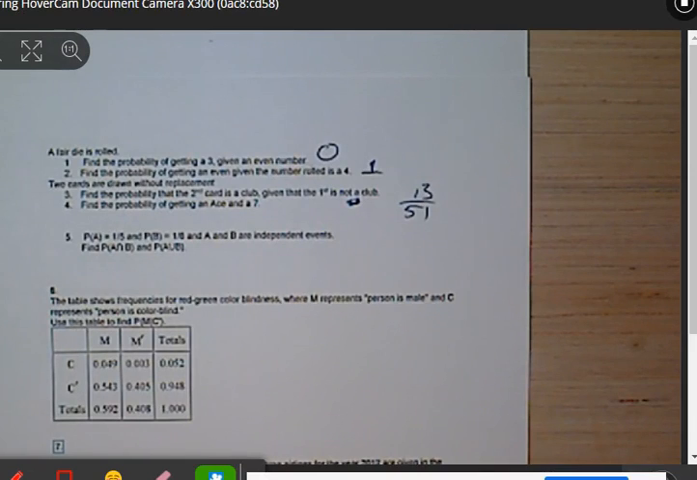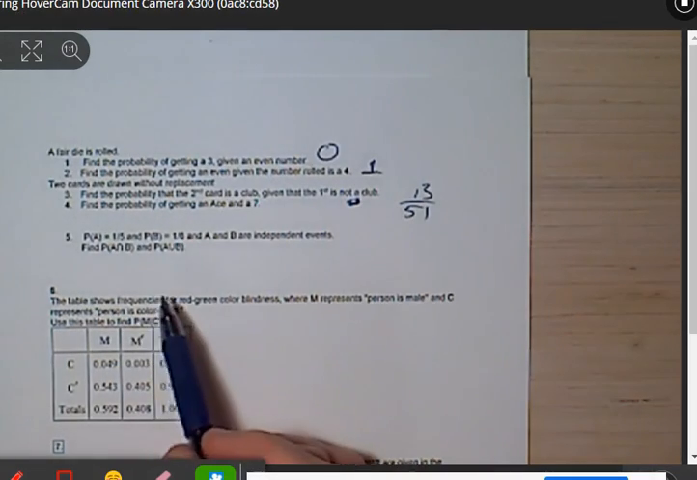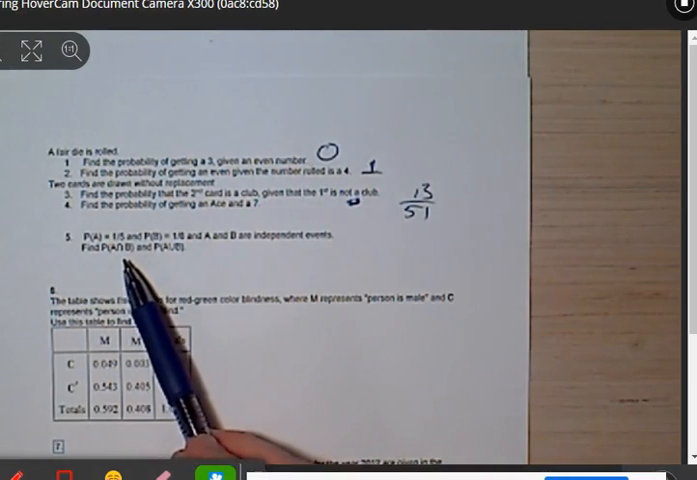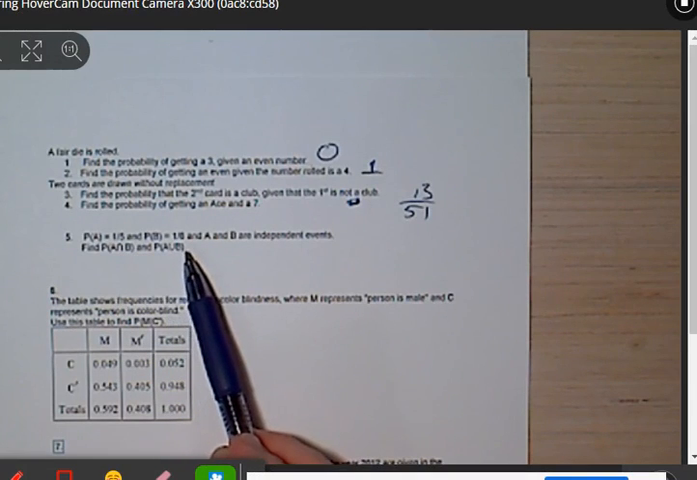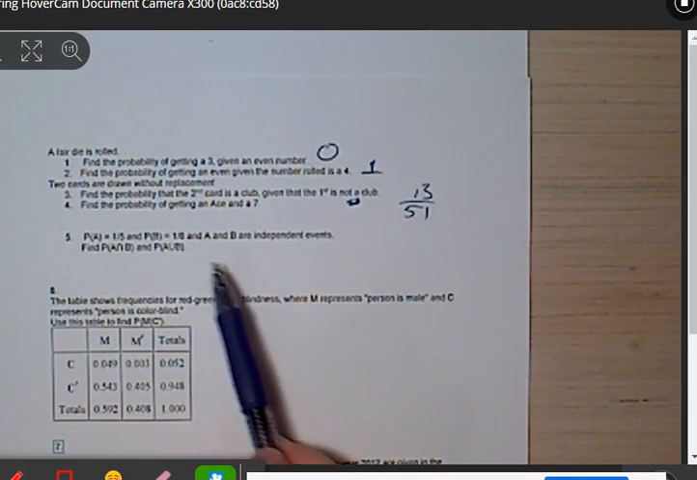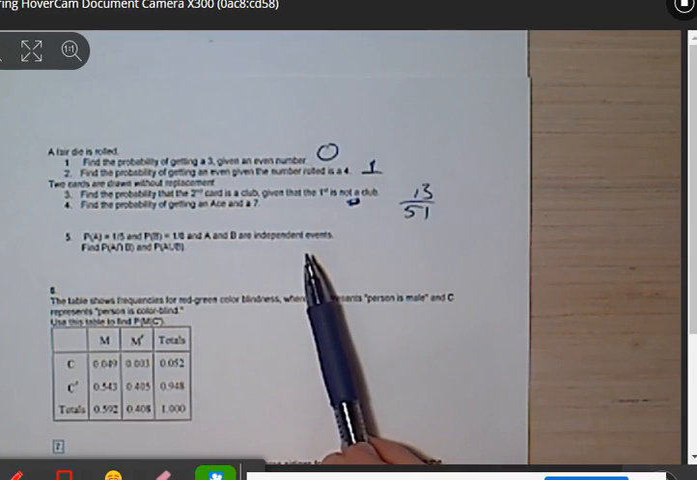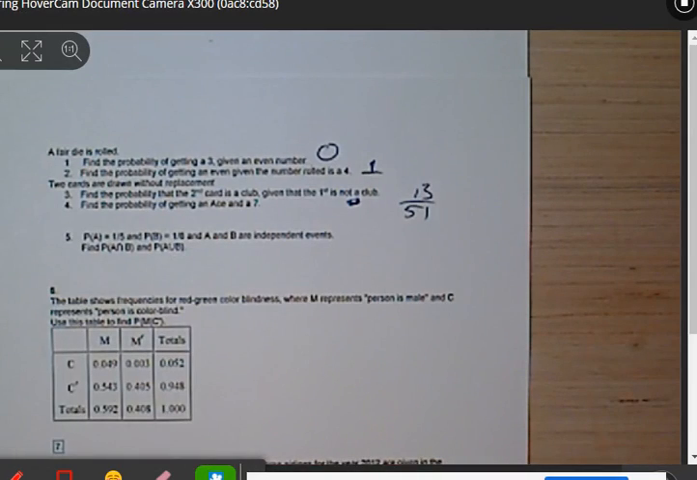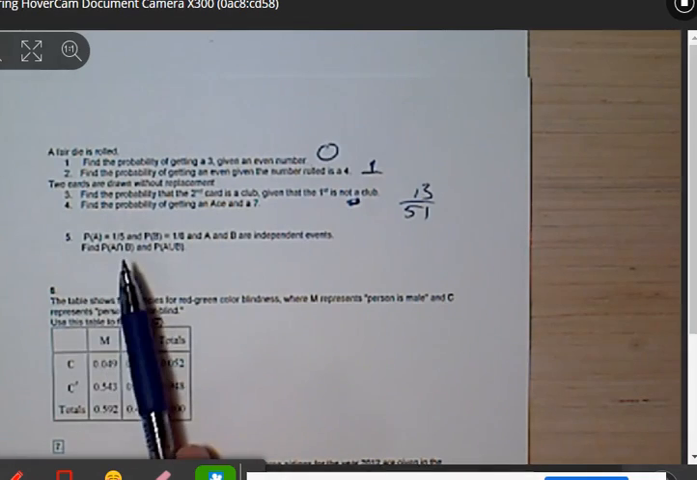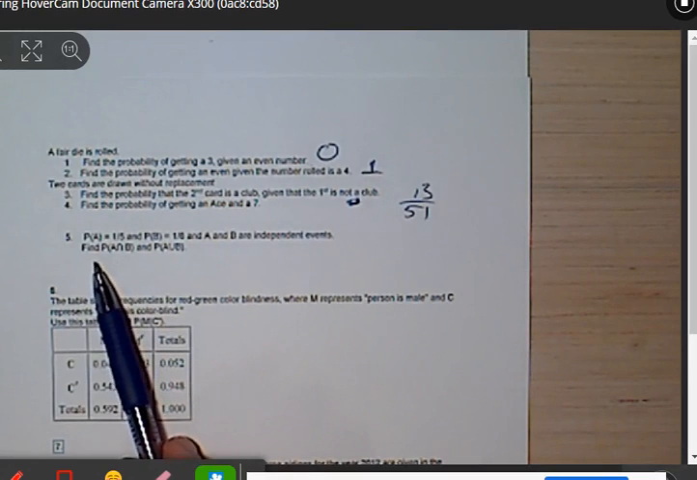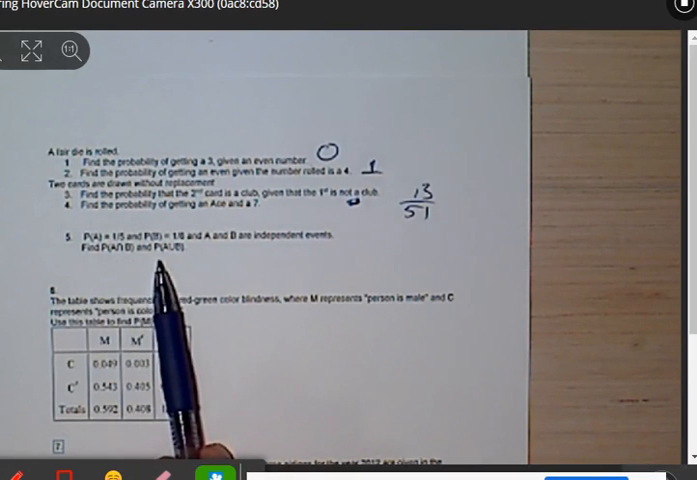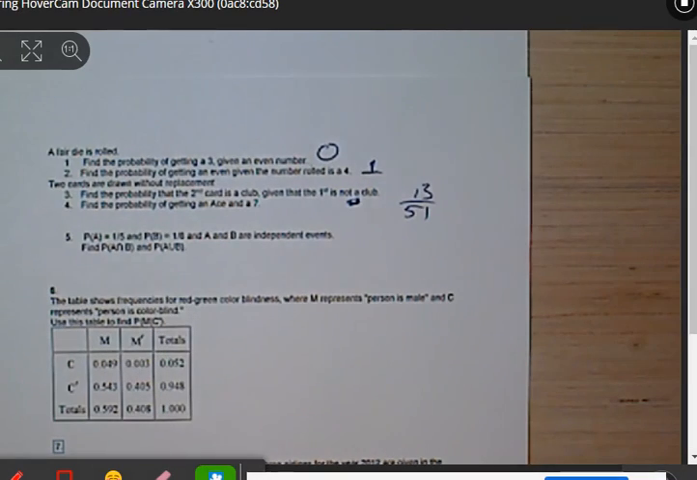Okay, and number 5, we've got the probability of A is 1/5 and the probability of B is 1/6. And it says that A and B are independent events, so there's no overlap, there's no correlation between those two things. They're two totally separate things. So it's asking us to find the probability of A intersect B and A union B.